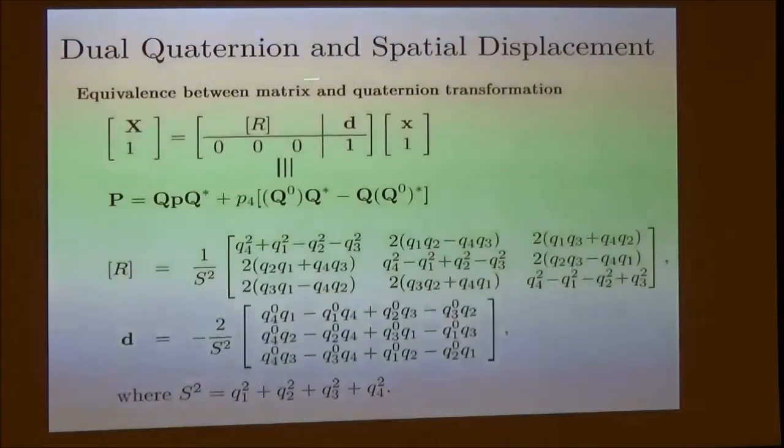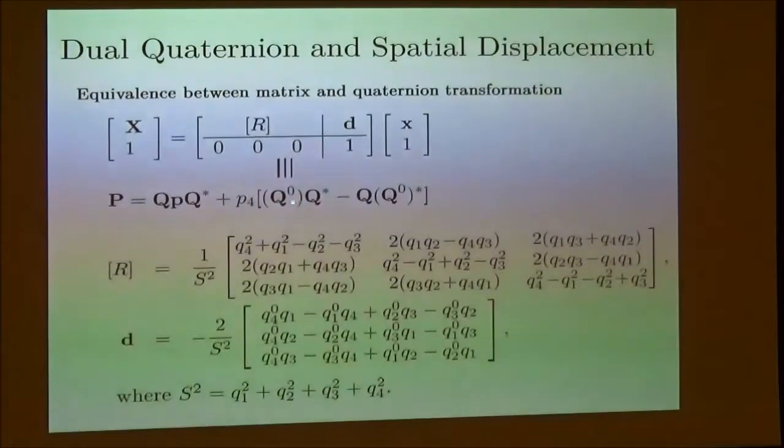We have already seen that we have a 4x4 homogeneous matrix that represents a spatial displacement. What's the corresponding representation using quaternion? This part we have already seen. This gives you the 3D rotation, right? Q P Q conjugate gives you the 3D rotation, which means that this term should really represent the translation vector itself.